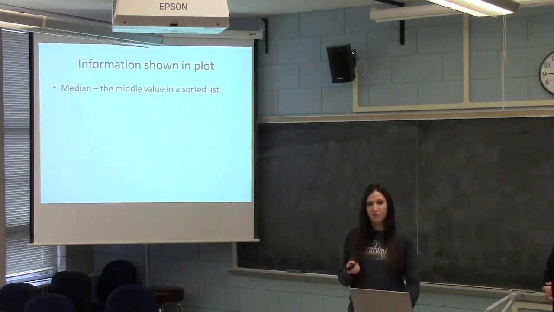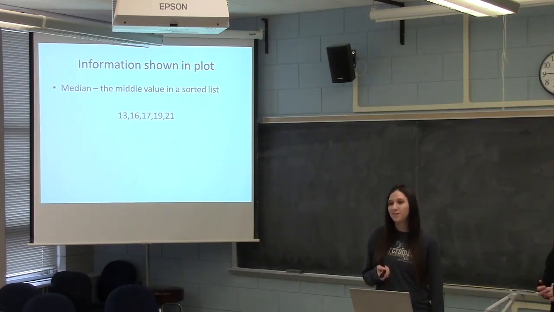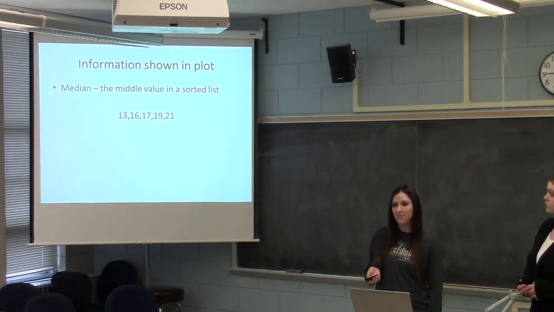The box and whisker plot also shows the median. The median is the middle value in a sorted list. Let's look at an example of how to find the median. Say we have the numbers 13, 16, 17, 19, and 21. To locate the median, we look for the number in the middle of this sorted list. For this example, our median is going to be 17.